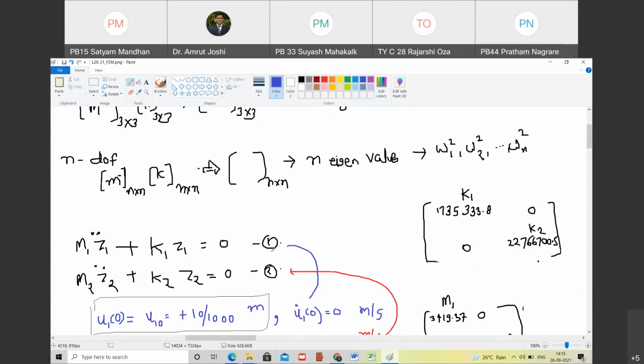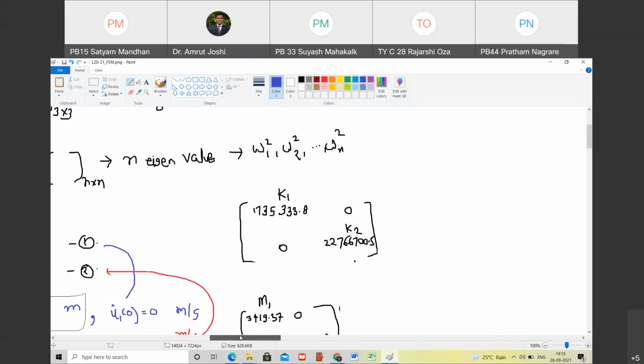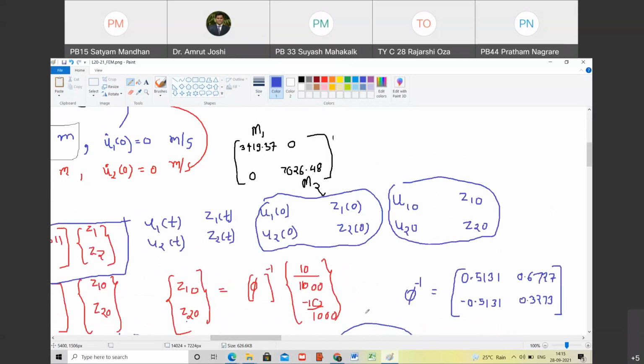So have we got the required boundary conditions? Yes. To solve the first equation, we have two boundary conditions, z1 0 and z1 0 dot. To solve the second equation, we have two boundary conditions, that is z2 0 and z2 0 dot. Are you with me? Yes, sir. Do we have the solution for this equation? Yes, we have the solution. What kind of solution is it? Let me write down the solution now.